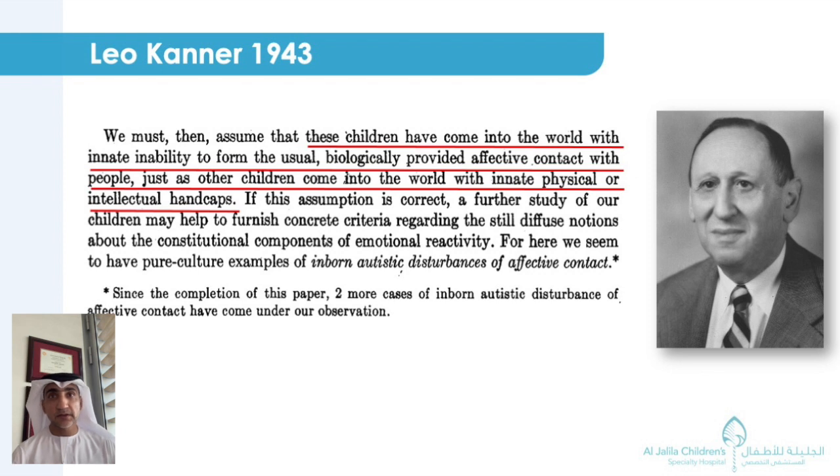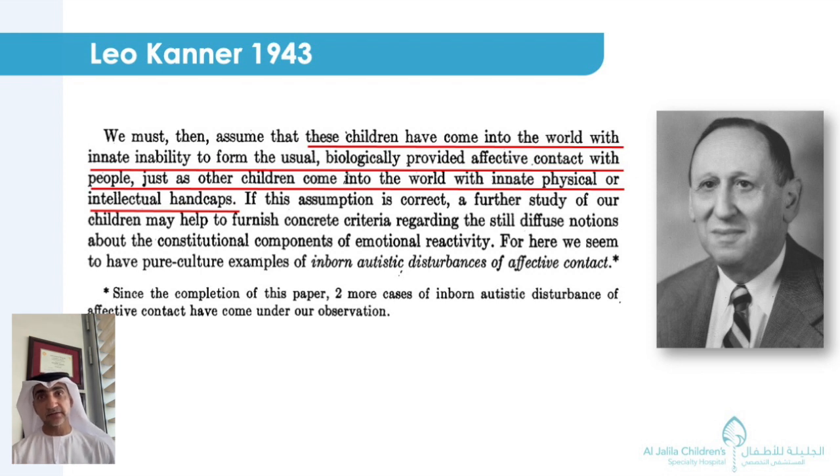We see here that from the earlier descriptions of autism by Leo Kanner in 1943, he described that children with autism come into the world with the innate inability to form the usual biologically provided affective contact with people, just as others come into the world with physical or intellectual handicaps. And by this, he is differentiating the social and emotional difficulties that characterize autism from other disorders such as intellectual disability.